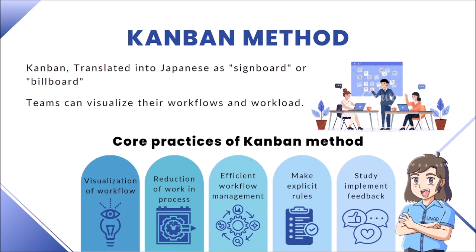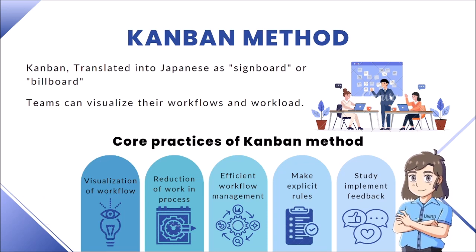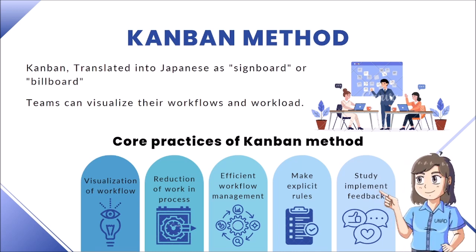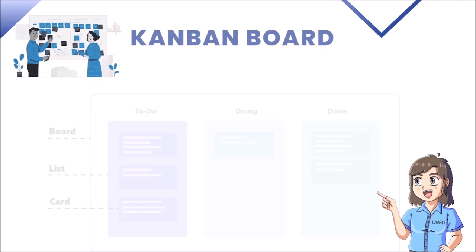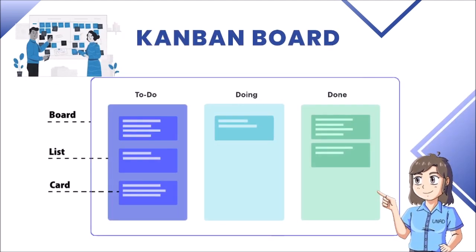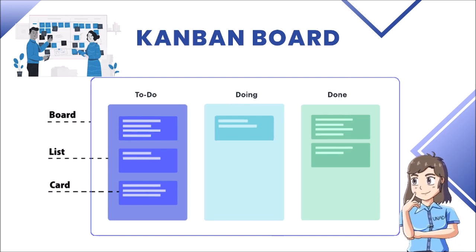The word Kanban in Japanese means signboard or billboard. It's a visual project management method where teams can visualize their workflows and workload. The Kanban board is a tool that visualizes the entire project to track the flow of a project. Each column represents a work stage: to do, doing, and done.